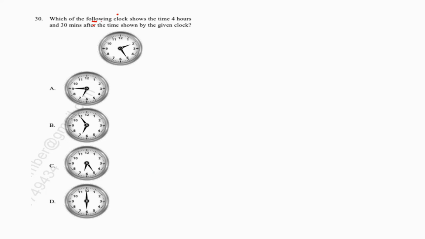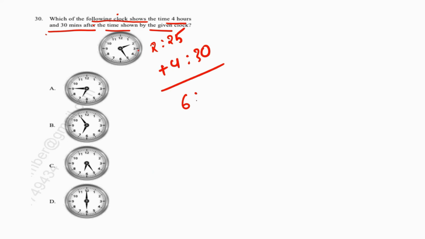Moving on to the next question, which of the following clocks shows the time 4 hours and 30 minutes after the time shown by the given clock? The time shown over here is 2:25. So 4 hours and 30 minutes from here would be 6:55. So if you observe, option B shows 6:55 as the required time.